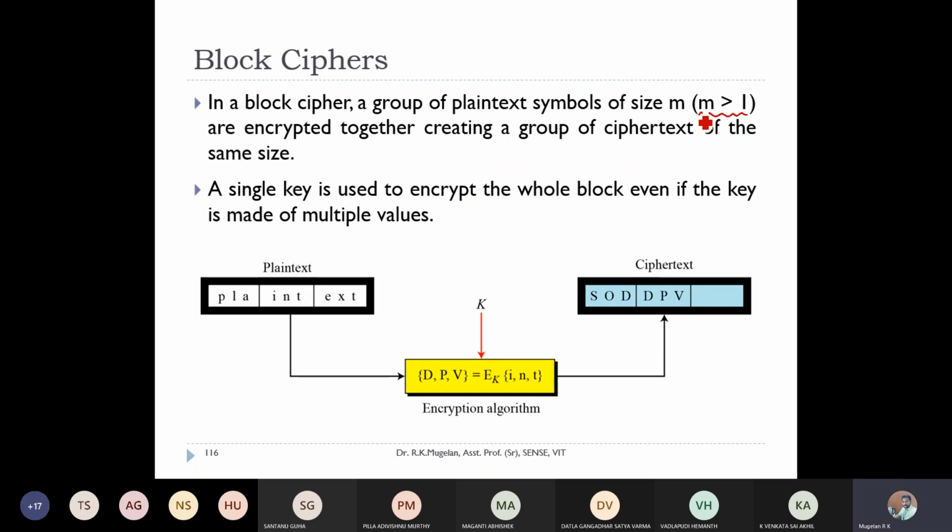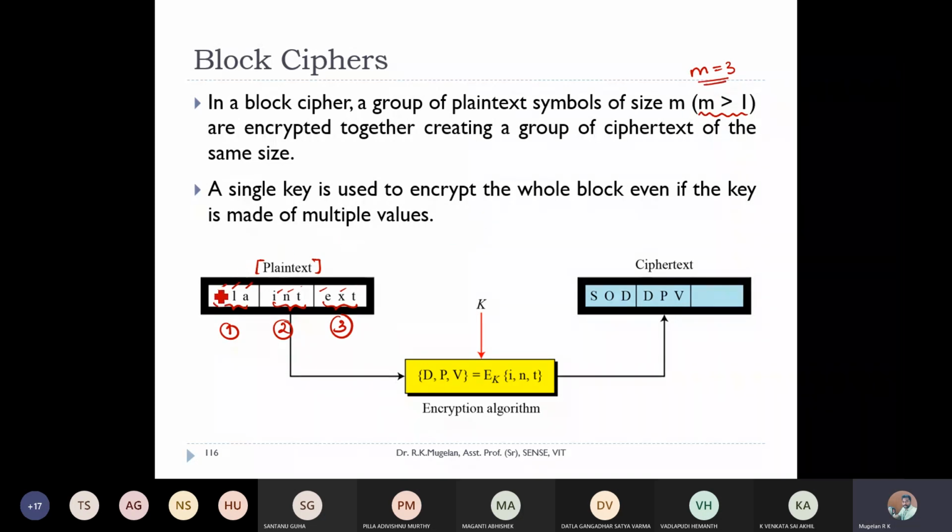So here your block size will have symbols greater than 1. That is, each and every block will have more than 1 character. So for example, here your plain text is a message which has to be encrypted. I created 3 blocks. Each block has three characters: PLA, INT, EXT. The value of M is 3 here.